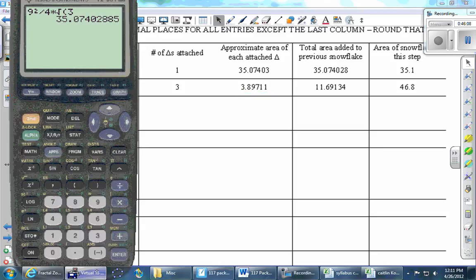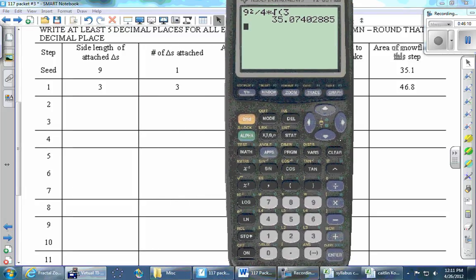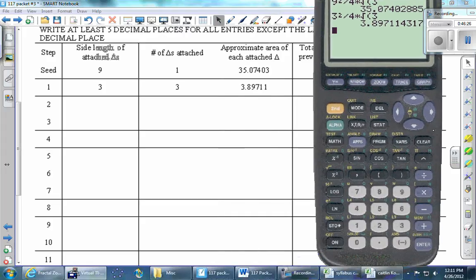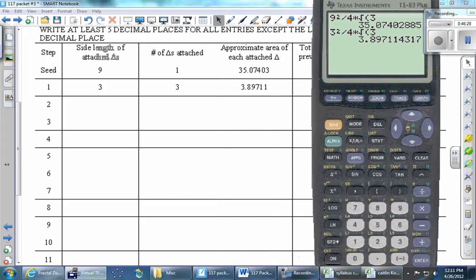Yeah, it's this fancy area formula. But instead of doing 9 squared, so it's always the side squared, how long are each of the sides in this stage? They're only 3. So the area of the little triangle that we add is going to be smaller than the 35. Turns out it's about 3.9. Is that what I wrote? Yes. So that's where that number comes from. It's plugging in that fancy s squared divided by 4 times root 3.